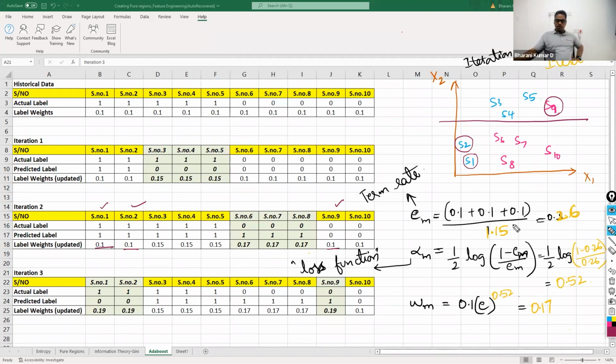0.1, 0.1, 0.1 divided by the overall weights. So you need to add all these weights. When you add all these weights, you get 1.33. And when you solve it, you get 0.23. You take that 0.23 and substitute it here in this formula.